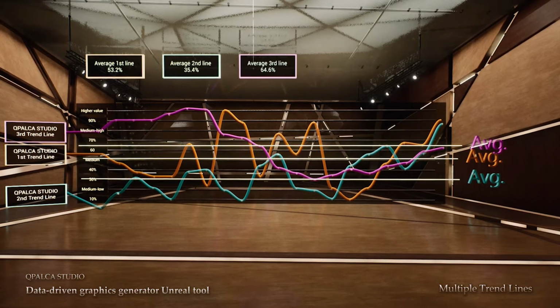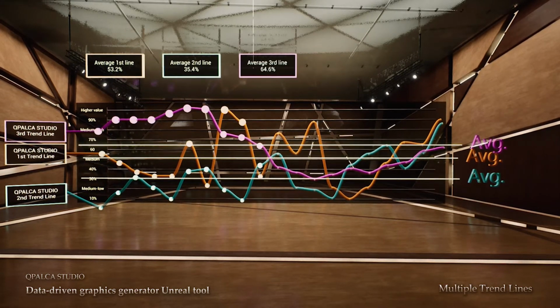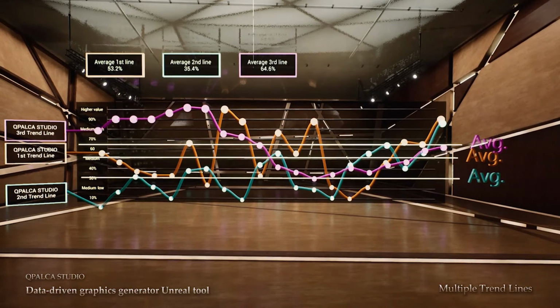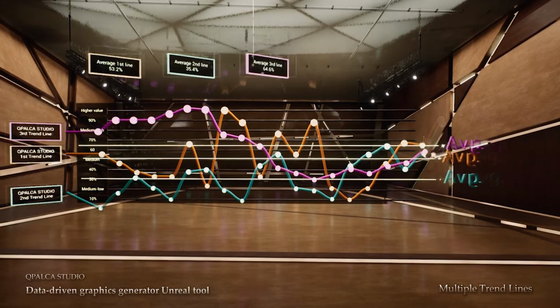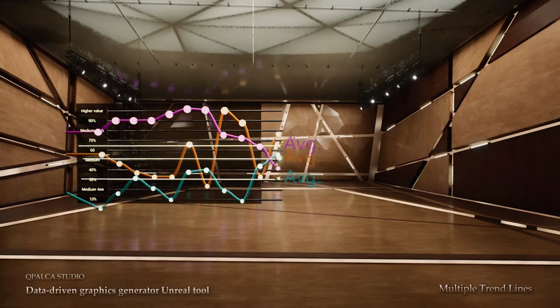For a better visualization of the values, the trend lines are displaying points with an emissive material. All the elements of the graph can be reversed at once.